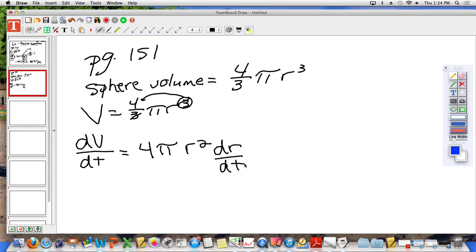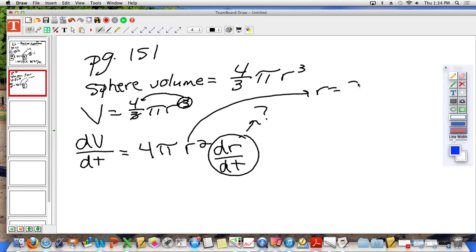The question in the book says, find the rate of change of the radius when the radius is 2 feet. Find the rate of change of the radius. What am I finding? dr/dt. This is the part we're trying to figure out. How quickly is the radius changing? That's the part we don't know. It did tell you what the radius was. What did it say in the book about the radius? 2 feet. Okay, so r is 2. And I believe it also told you something about dV/dt, how quickly the volume is changing.